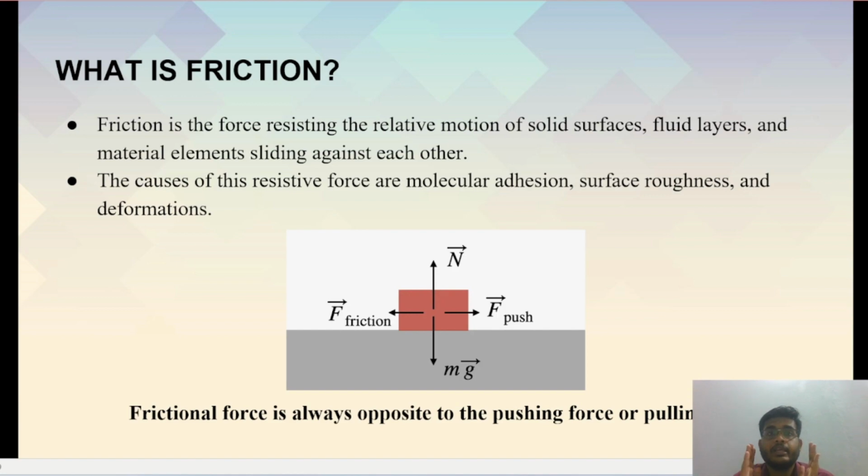So if you see, the direction of friction will be opposite to the direction of push or pull. You can see the photo on the slide. You can see the frictional force moves opposite to the direction of the push force. So friction is always opposite to the pulling force and the pushing force.